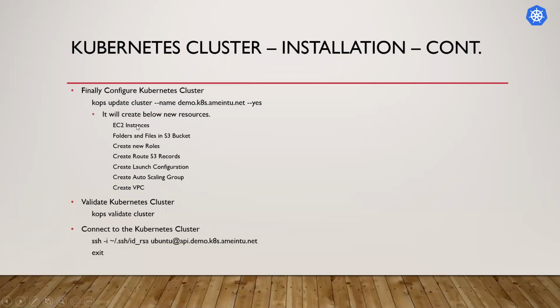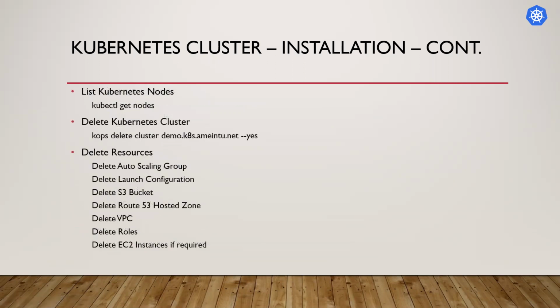It will create the EC2 instances, folders and files in the S3 bucket, new roles, records in Route 53, and a launch configuration for auto scaling. It will create the auto scaling group, and it will create the new VPC. These resources will be created when we create the Kubernetes cluster. After validating the cluster, we can check whether our cluster is created successfully or not. After creating it, we will check the total nodes.